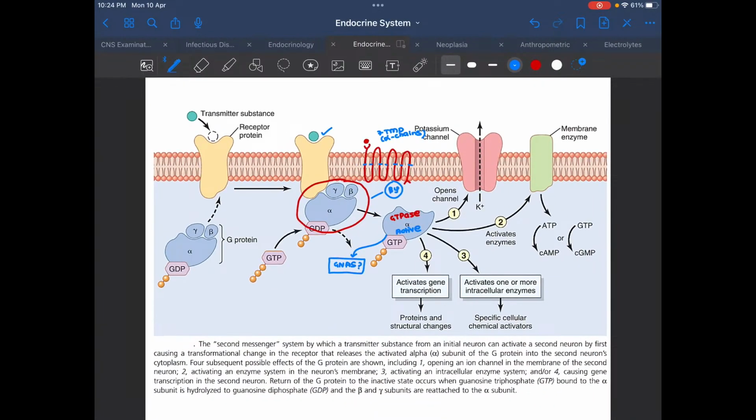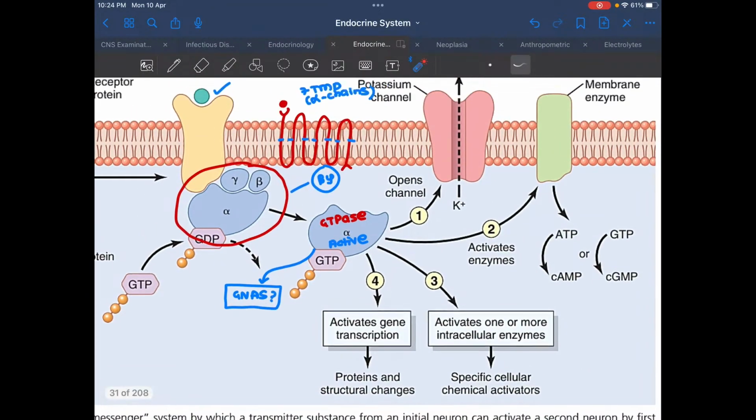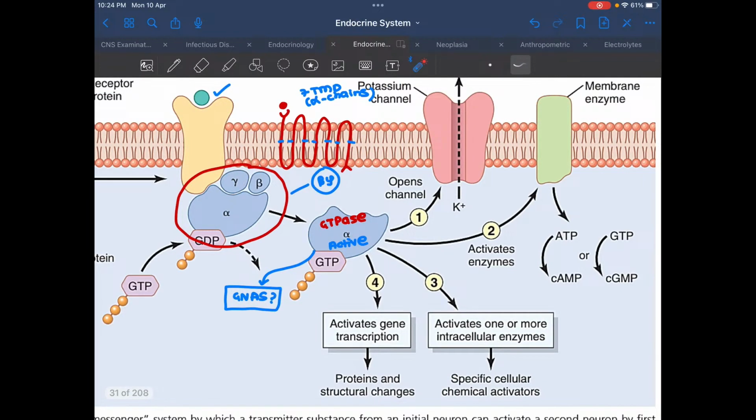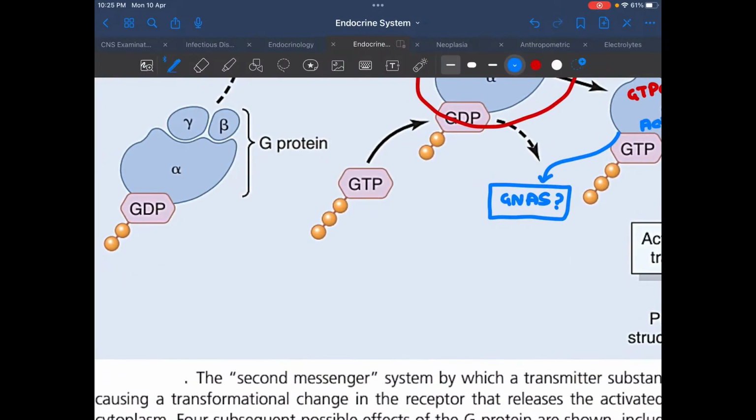So what's going to happen next? Once the alpha unit is activated, what can happen? It can either open a channel, or it can close that channel as well. It can activate some enzymes, and we will now discuss which enzymes. It can lead to changes in the protein and structural changes as well by modulating transcription and translation of DNA. So this was alpha done. Now, according to which subtype of alpha it is, we will enumerate its functions. Let me just tell you.